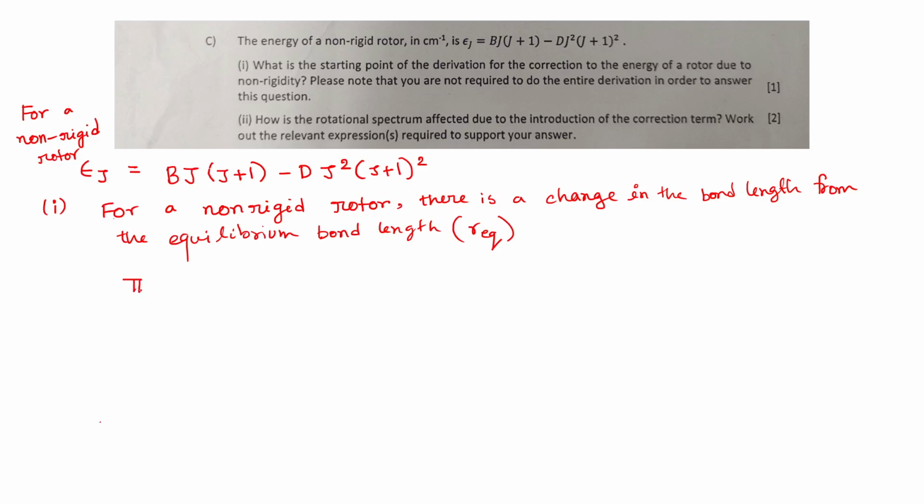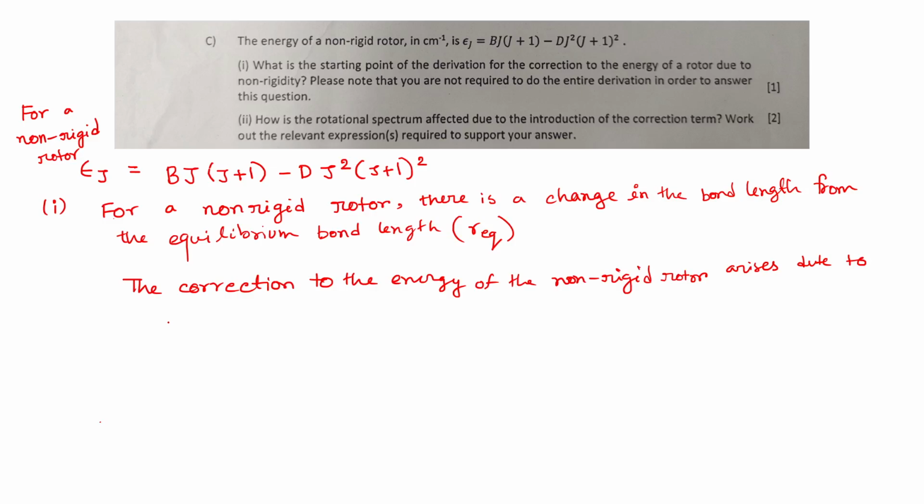So now the correction to the energy of the non-rigid rotor arises due to the centrifugal distortion part, the centrifugal force acting on the mass.